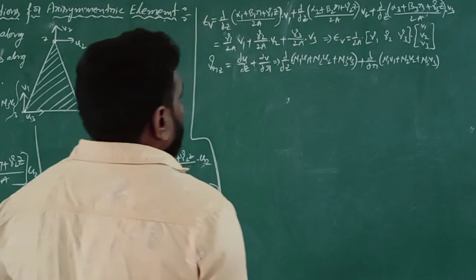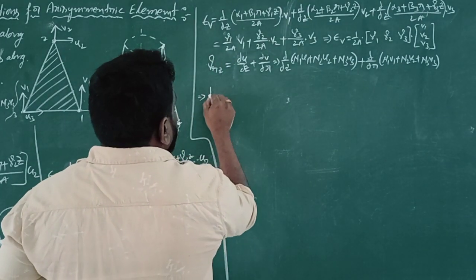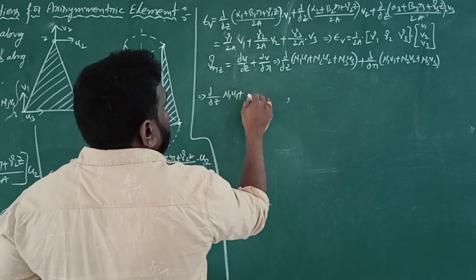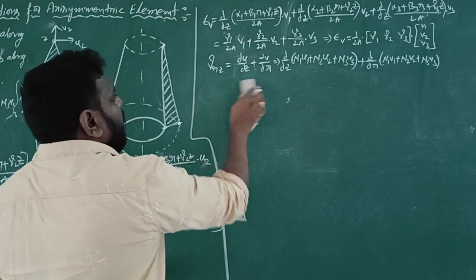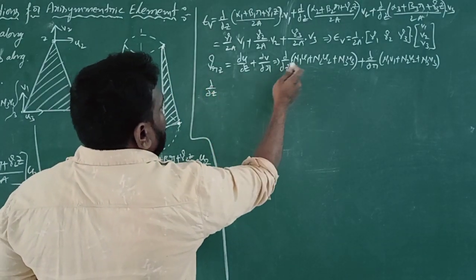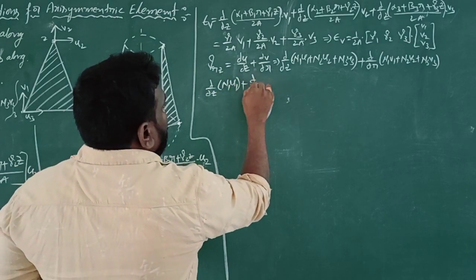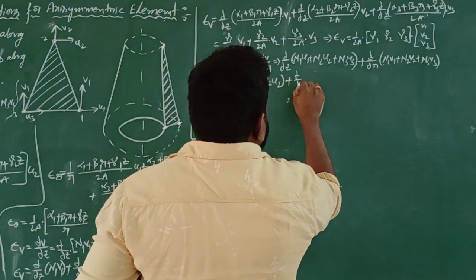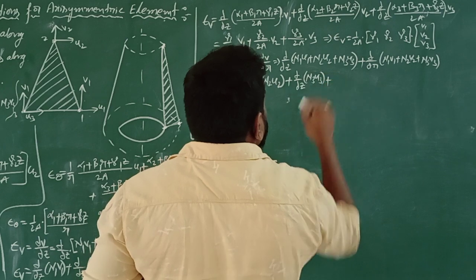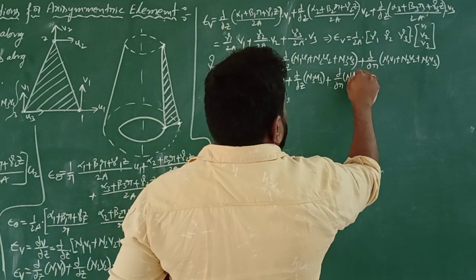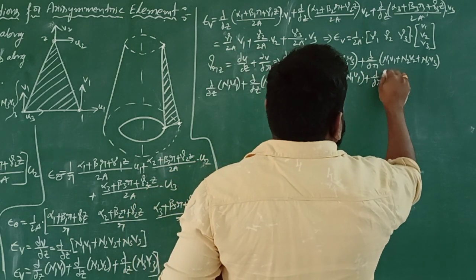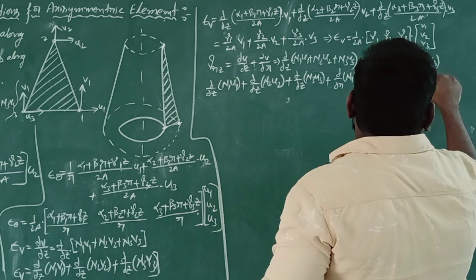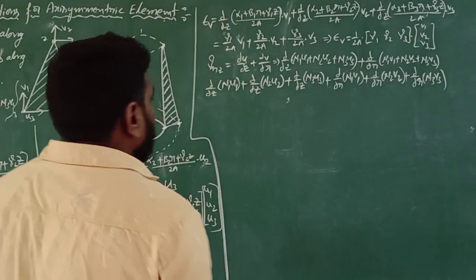Let's find out. Split all these components: dou by dou z of n1 u1 plus dou by dou z of n2 u2 plus dou by dou z of n3 u3 plus dou by dou r of n1 v1 plus dou by dou r of n2 v2 plus dou by dou r of n3 v3. So finally we got an equation like this.